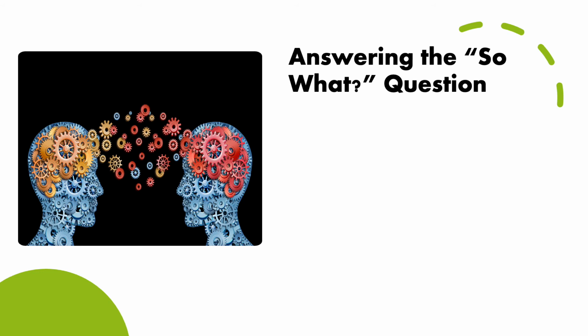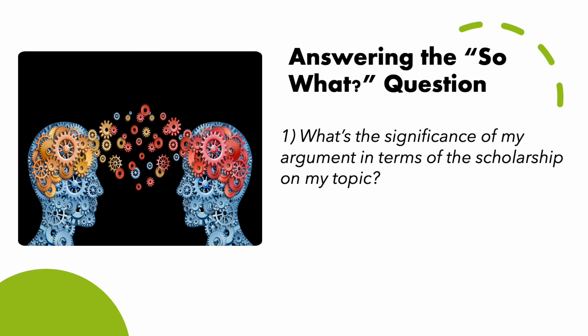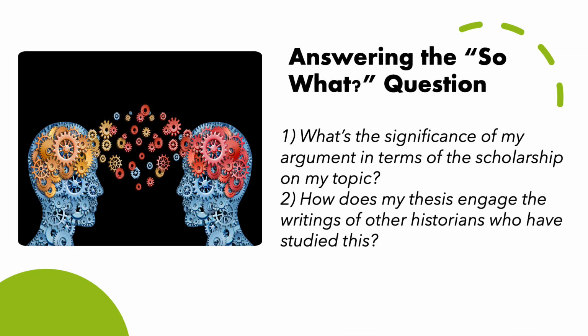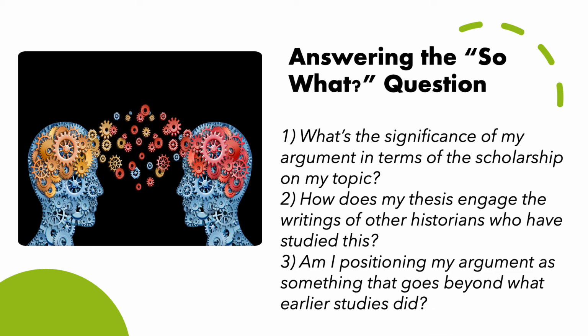All of these are just a few of the potential ways that you can ensure your argument is not only historical, but also historiographical. Of course, you'll have to figure out the best way to position your work as something that builds on earlier studies. As you think about this, keep asking yourself, what's the significance of my argument in terms of the scholarship on my topic? How does my thesis engage the writing of other historians who have studied this? Am I positioning my argument as something that goes beyond what earlier studies did?